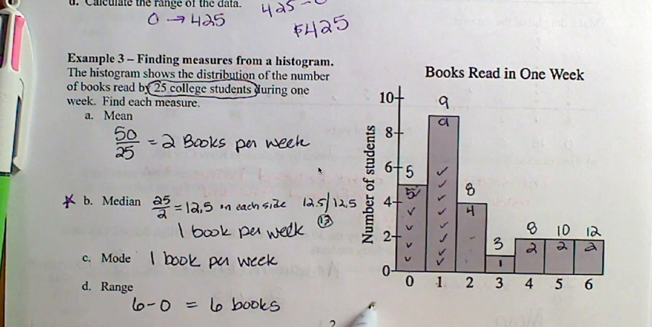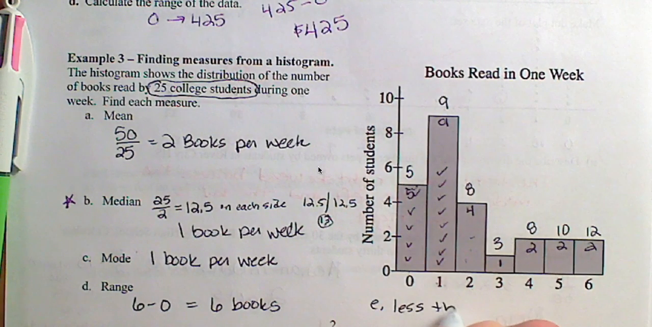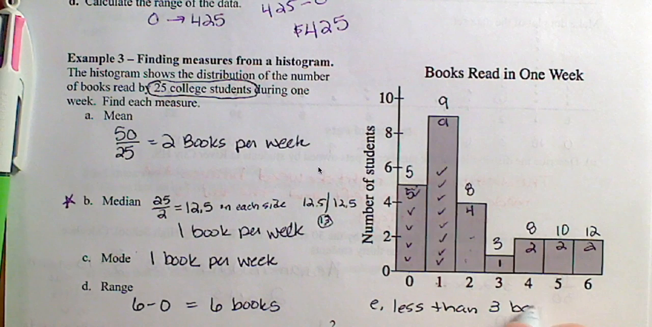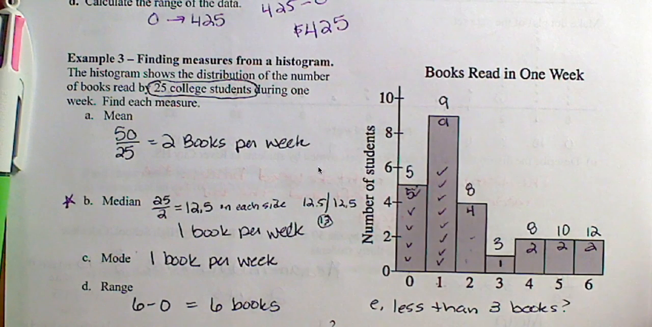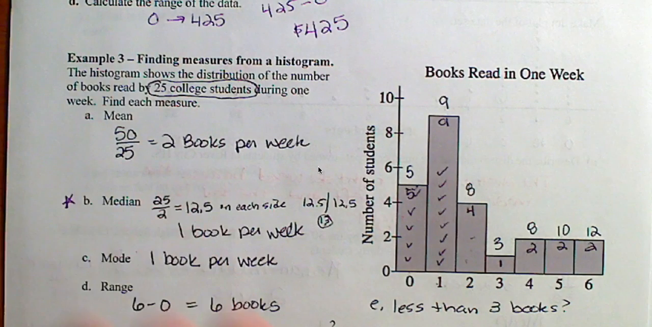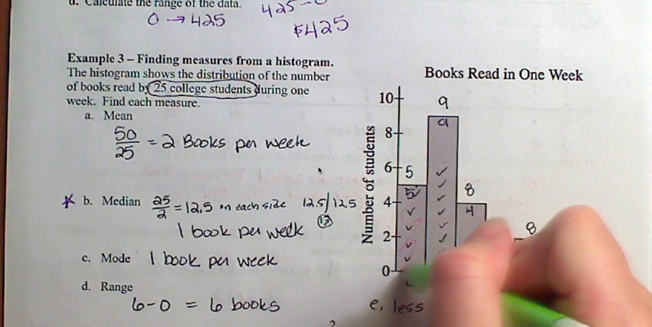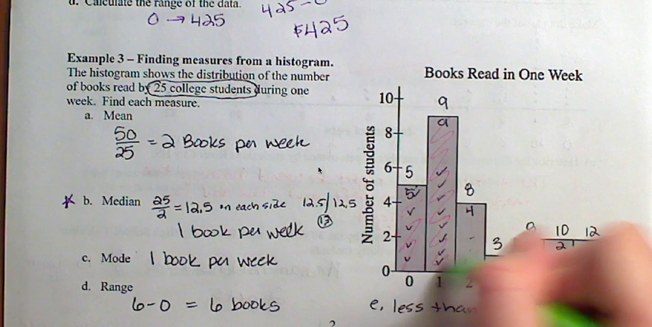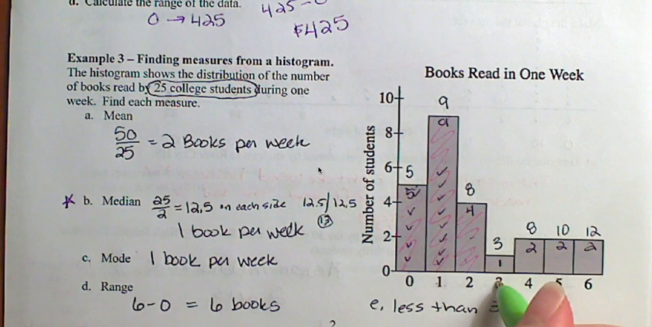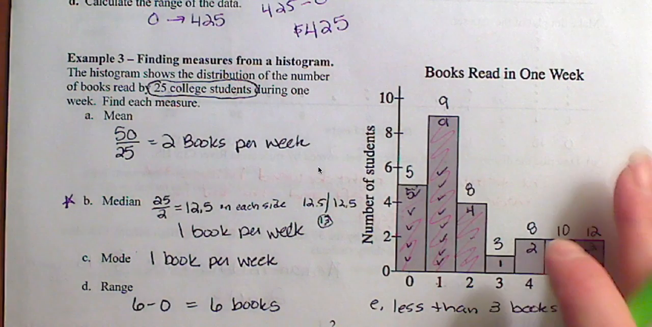All right, and then you also have a question here. What percentage of students read less than 3 books? Okay, so first of all, if it's less than 3 books, we know we're talking about this bar, and this bar. So don't include 3 because that would not be less than 3.